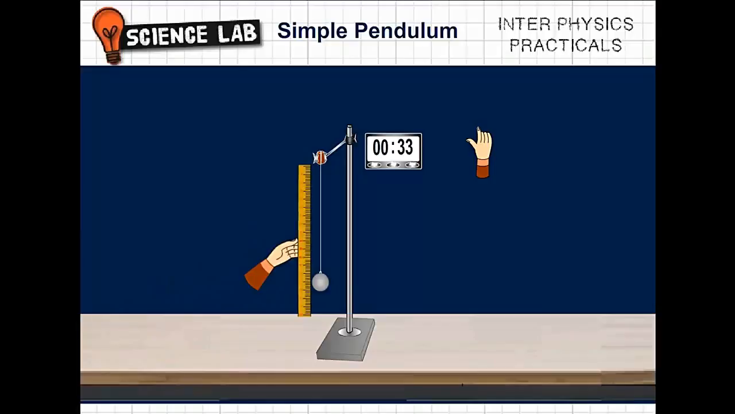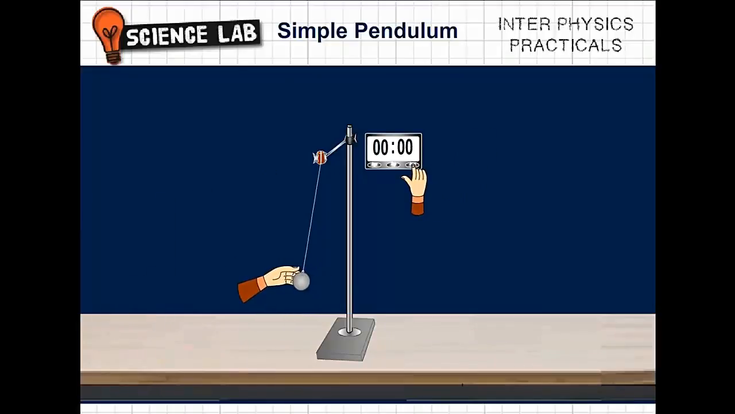Reset the stopwatch. Drag the bob aside by a small angle, say 5 degrees, and release it. The bob will start oscillating. Start the stopwatch. Count 20 oscillations of the pendulum. Stop the stopwatch after 20 oscillations. Note the time for trial 1 and repeat the process for trial 2.